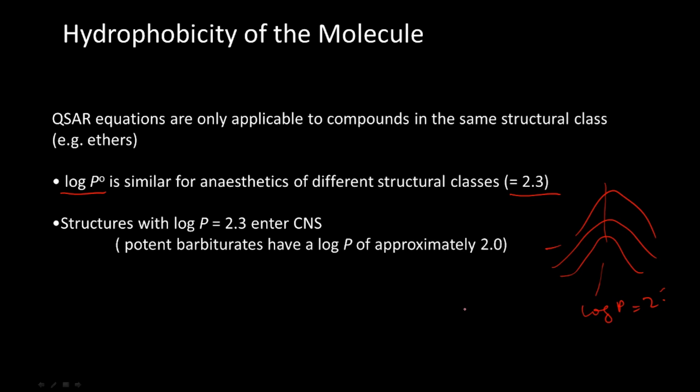Barbiturates have a log P of approximately 2. So this number is quite interesting. If you want to avoid CNS side effects, we need to be away from 2, so that it comes either down or up here, so that it doesn't pass the blood-brain barrier.